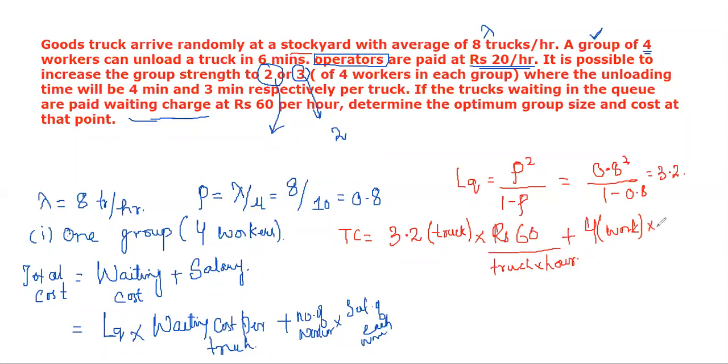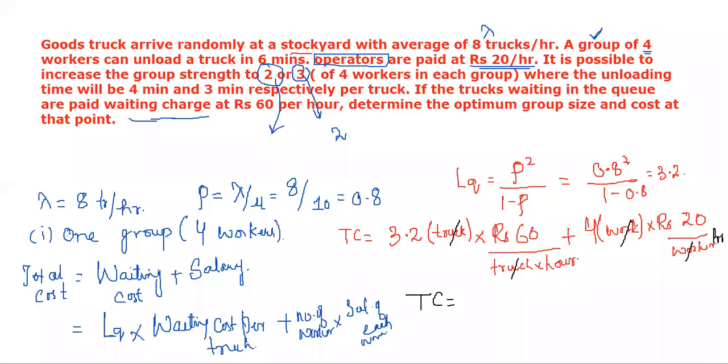4 workers multiplied by the salary of each worker, that is rupees 20 per worker. Okay. So see here what is the total cost in this case. The total cost in this case is, look at this, truck and truck will cancel, 60 into 3.2. And see here, worker will cancel, worker will cancel. It is actually rupees 20 per worker per hour. This is rupees 20 to each worker, that is rupees 20 per worker per hour.